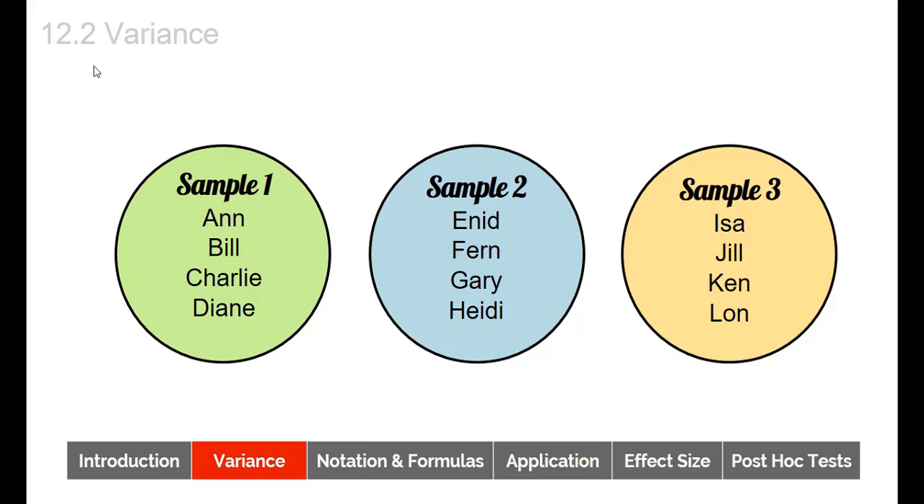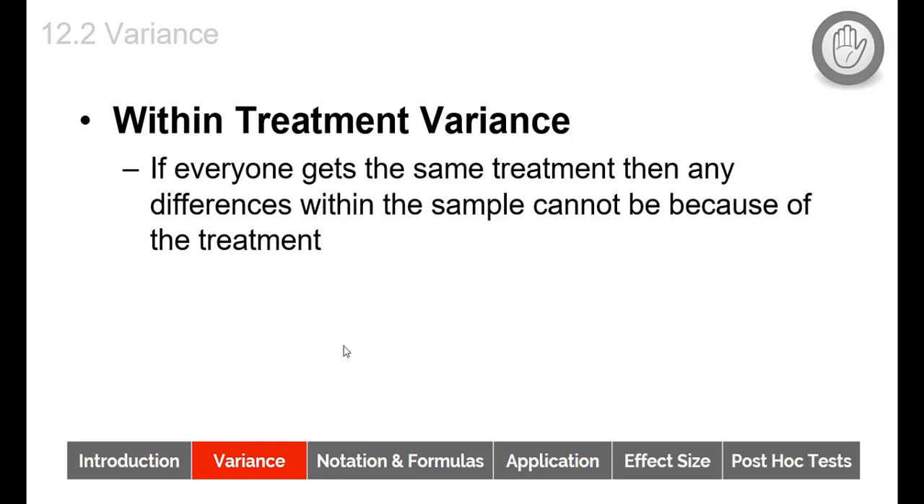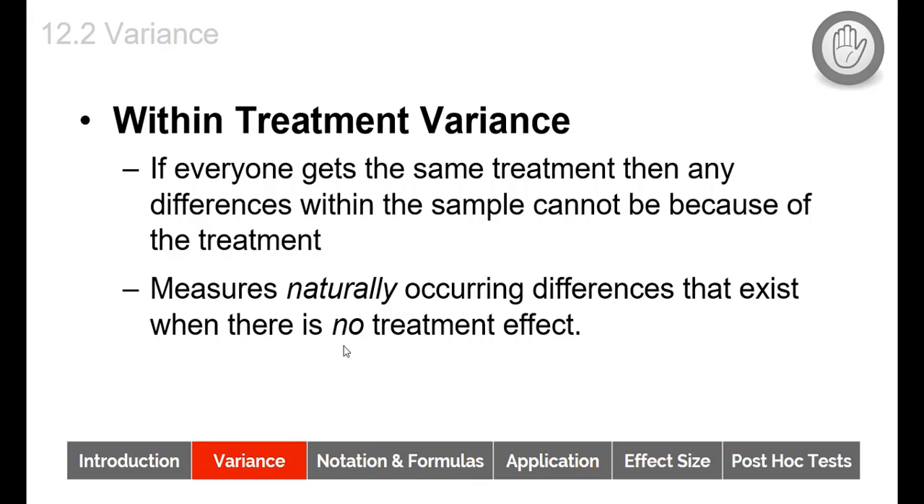So here's an example. We have 3 different groups and there are 4 people in each group. And what within treatments variance looks at is how is Anne different from Bill and different from Charlie and Diane? How are these scores varying? Now again, between variance looks at the difference between the means of these groups, but within looks at the difference in the variance within the group itself. So within treatment variance, if everyone gets the same treatment, then any differences can't be because of the treatment. That's just weird error variance. It measures naturally occurring differences that exist when there is no treatment effect whatsoever.